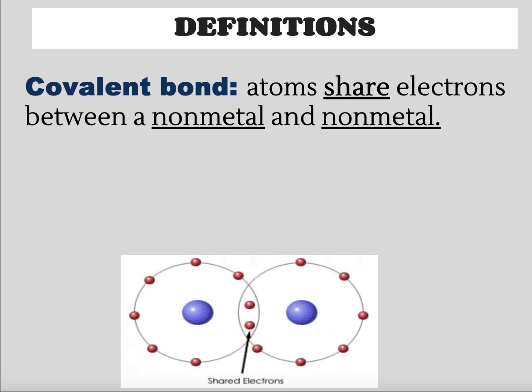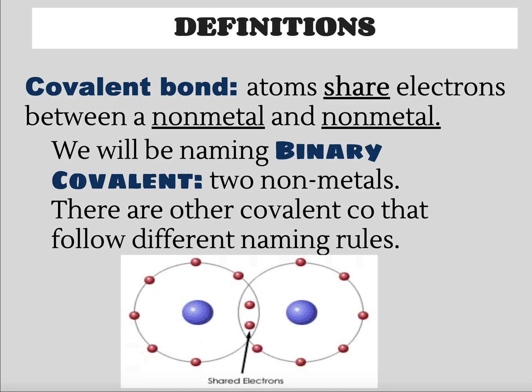Ionic, there was a transfer. Electrons physically went from one atom to the other. With covalent, they are sharing. And this is also between a nonmetal and a nonmetal. Ionic was a metal and a nonmetal. So here we're talking about both nonmetals. We're only going to be focusing on binary covalent compounds, so it's just simple compounds that only have two elements.